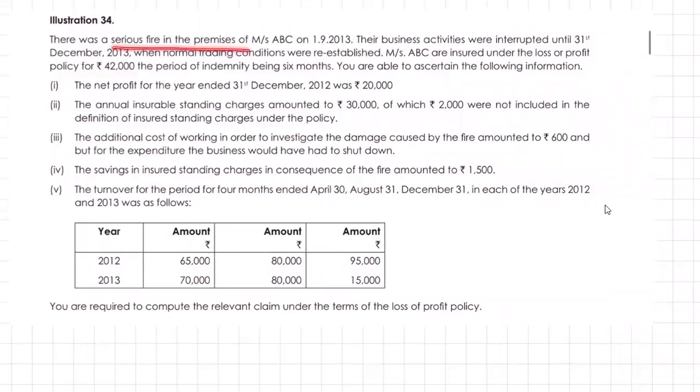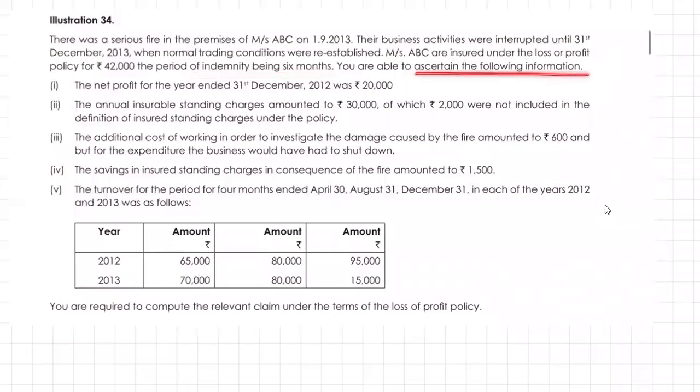There was a serious fire in the premises of Messrs. ABC on 1st September 2013. Their business activities were interrupted till 31st December 2013. So that means the indemnity period was September, October, November, and December, 4 months, when normal trading conditions were re-established. Messrs. ABC are insured under the loss of profit policy for 42,000. The period of indemnity being 6 months.